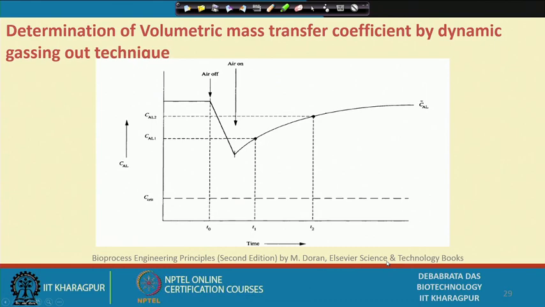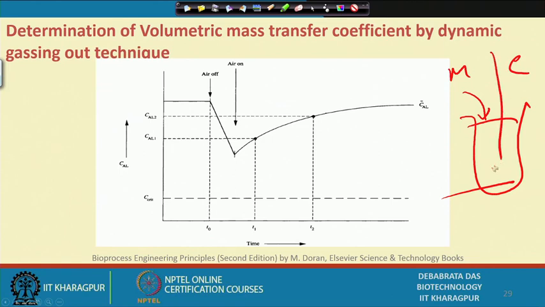Now, this is the situation that we have. Suppose this is a fermenter, you have media and cells in it, and this is the starter you have. This is moving and air is being sparged. As you sparge air, initially the oxygen concentration will decrease and then attain a plateau, and when it attains the plateau, we put the air off.